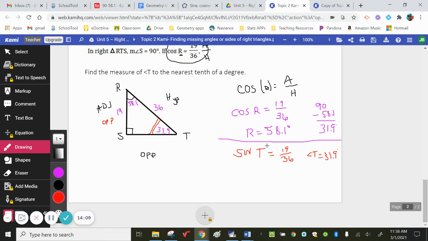It doesn't matter which equation or which approach you use, as long as you are referring to the correct angle when you write your equation, and you make sure that there are always 180 degrees in the triangle. So that's a little bit of how we can use trig to find missing angles or missing sides.